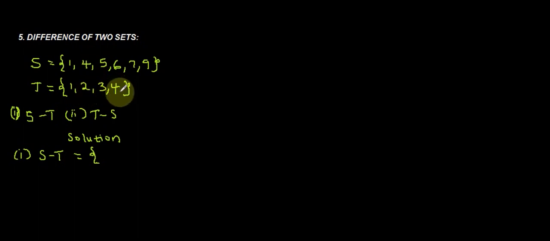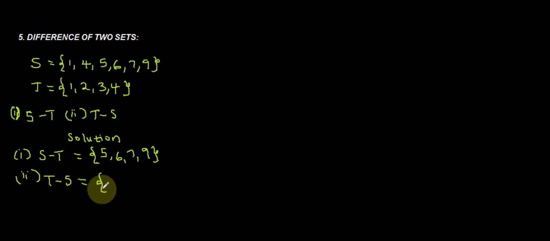T also has 4. Good. Now S has 5, T does not have 5. So we have 5. That is an element that is in S that is not in T. We have 5, 6, 7 and 9. This is actually the difference between S and T. That's S minus T.